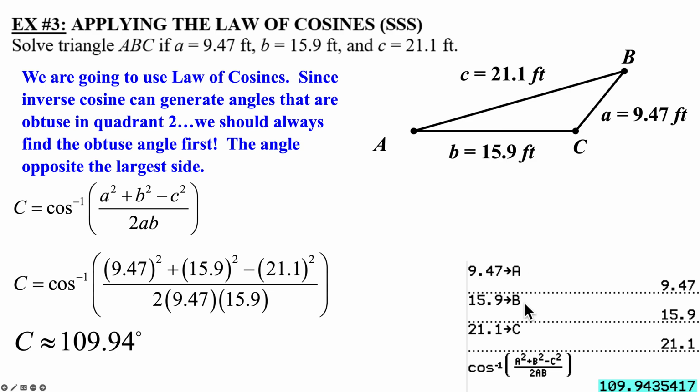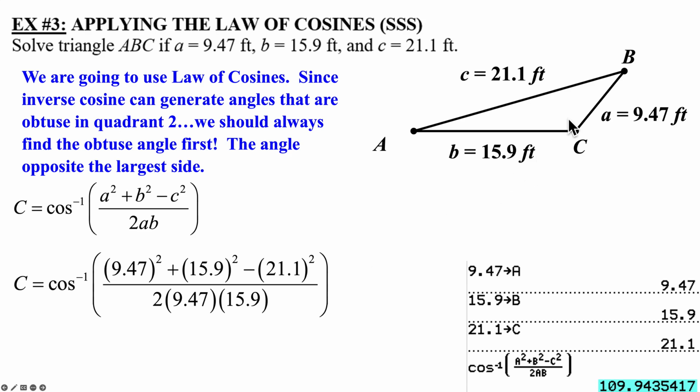So I put in my A, my B, my C, and then here's my formula. Then I just go second cosine, and I type exactly what my formula says. And I get my angle of 109.94 degrees. So yes, we do have an obtuse angle.